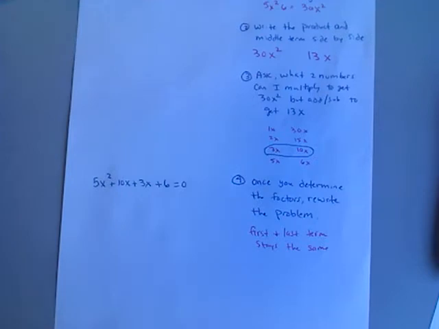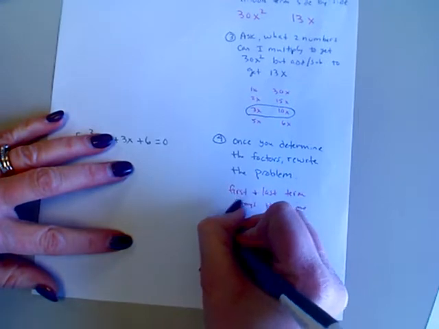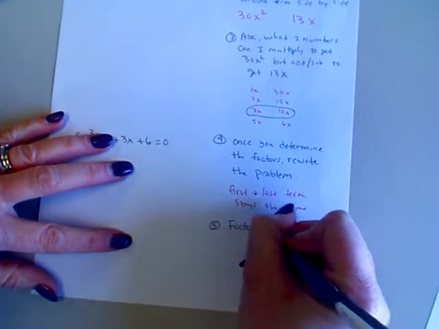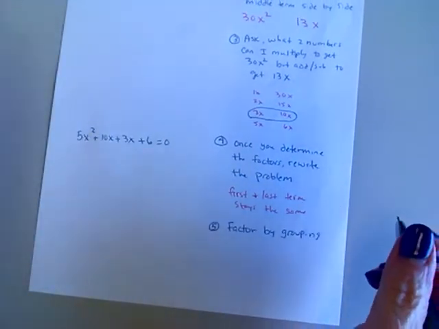And I'm not changing the value of the problem, because if I add 10x and 3x, I'm going to get 13x. So I'm not changing it. All I did is I went from 3 factors or 3 terms to 4. Does everybody understand that? And just so you know, that's the trickiest part of this process. Right there, what I just did. Once you do that, we're going to factor by grouping.